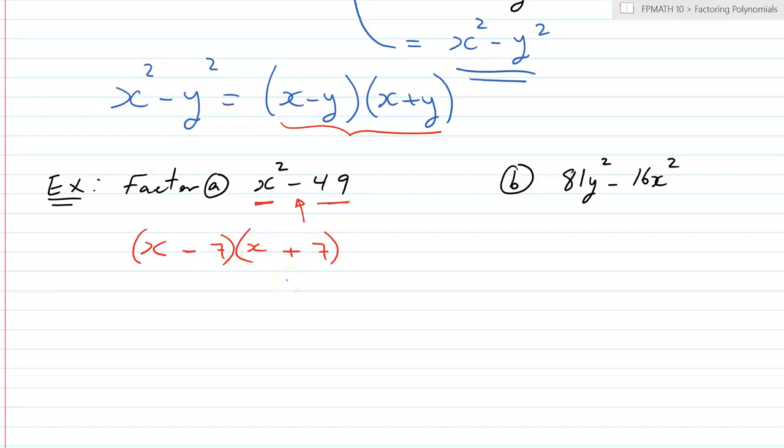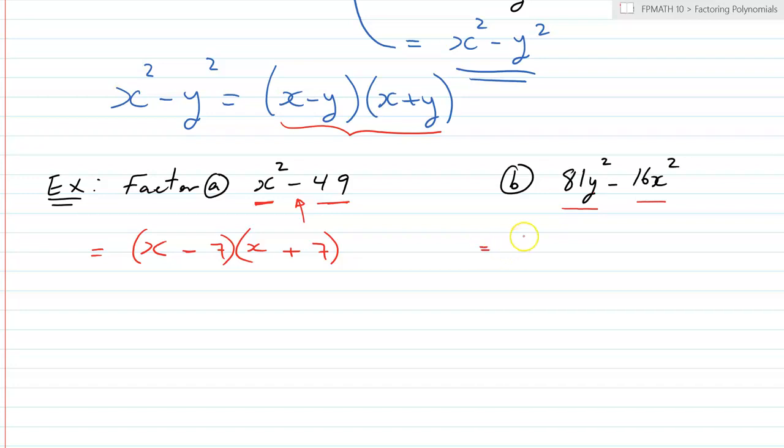It doesn't matter. You can start with the positive and then put the negative in the second bracket. But that is it. That is the factor form of x squared minus 49. Let's look at example B. Same idea again. Let's first check the perfect square numbers and variables. 81 is a perfect square number. y squared is a perfect square variable. x squared is a perfect square expression as well, and 16.